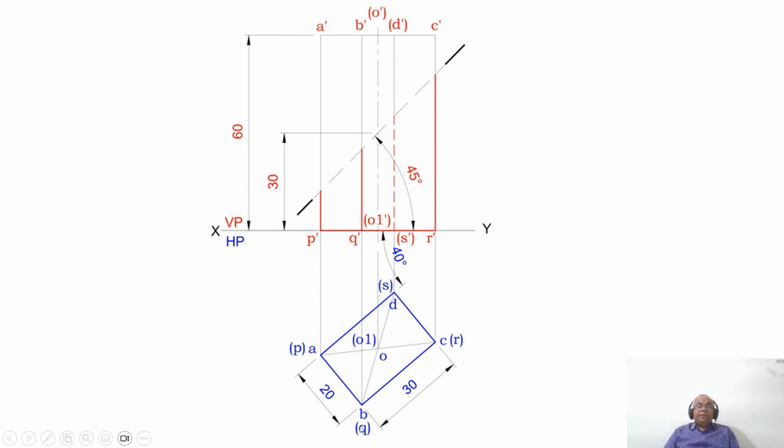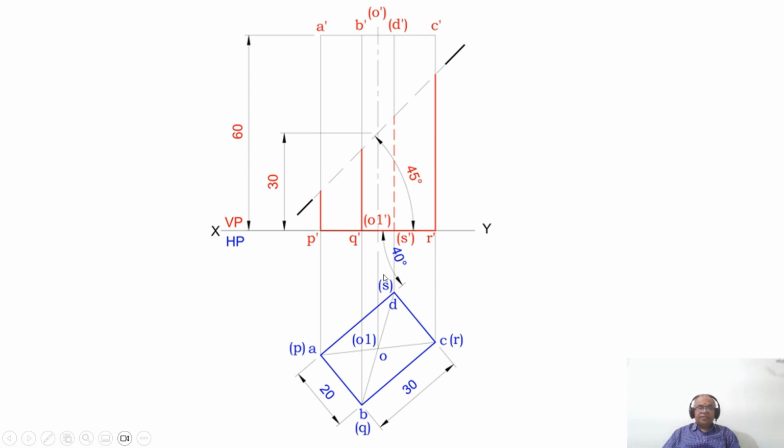So here AP, BQ, CR and DS all are parallel to VP, so you are getting the true length in VP. Then A dash B dash, B dash C dash, C dash D dash and D dash A dash all are parallel to the XY line in the front view. So obviously in the top view it will be in true length. That is AB will have 20, BC will have 30, CD will have 30 and DA will also be equal. Similarly A dash, B dash, C dash, D dash all are parallel to HP.